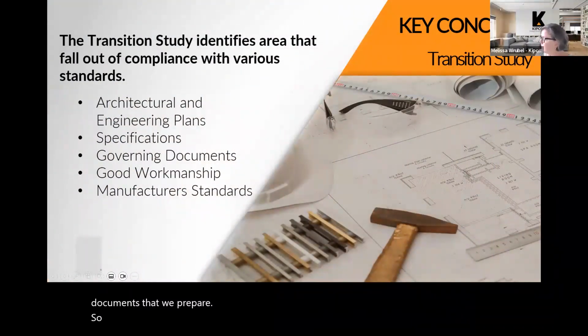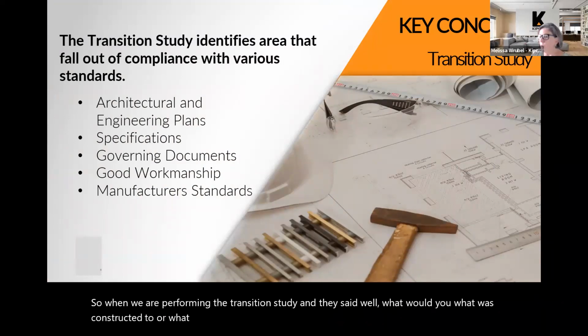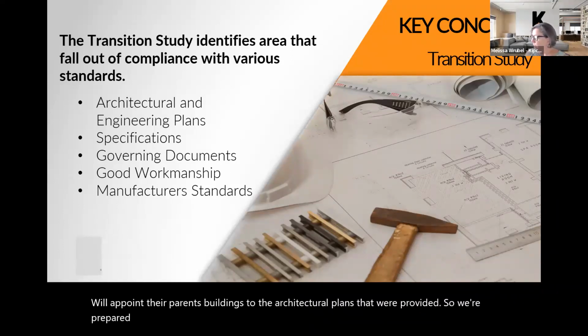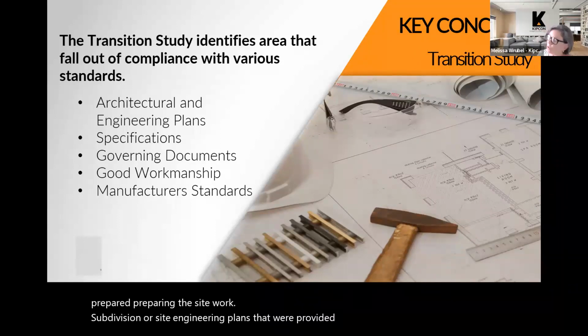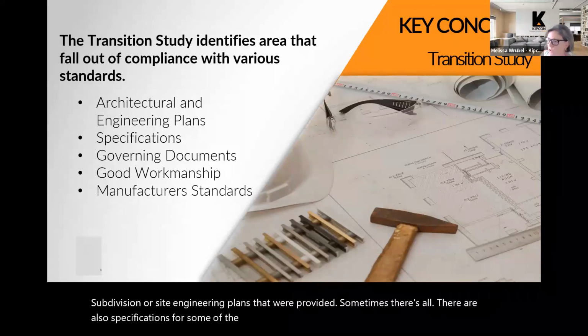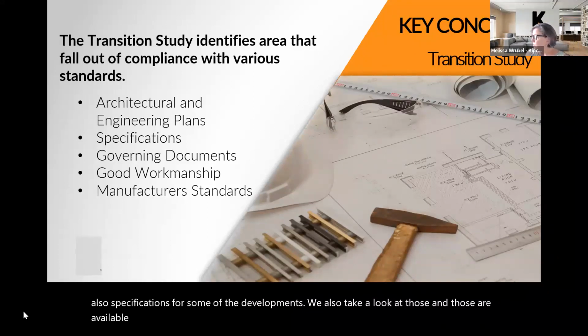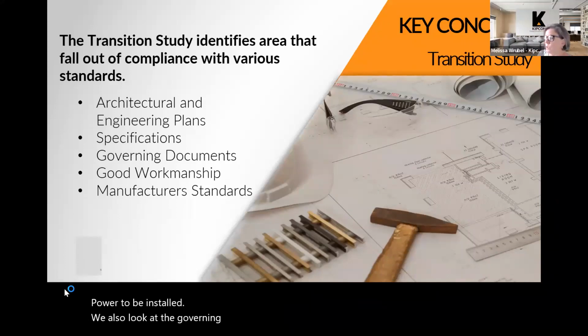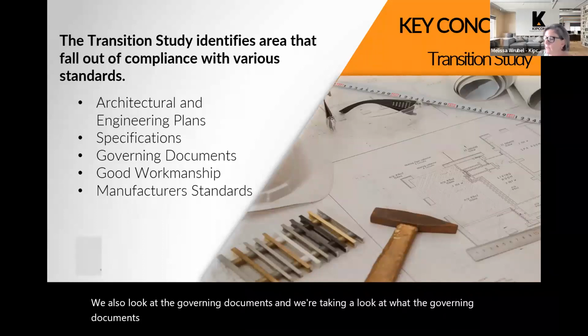So when we are performing the transition study, as I said, we're comparing what was constructed to what was designed. So that's the first level of inspection we're doing. And as you see in the first bullet point there, we're comparing buildings to the architectural plans that were provided, and we're comparing the site work to the subdivision or site engineering plans that were provided. Sometimes there are also written specifications for some of the developments. We also take a look at those, if those are available. Specifications will oftentimes talk about what sort of materials are required to be used in the construction and how they're to be installed. We also look at the governing documents, and we're taking a look at what the governing documents state that is going to be a part of the community. We're making sure that's actually there.